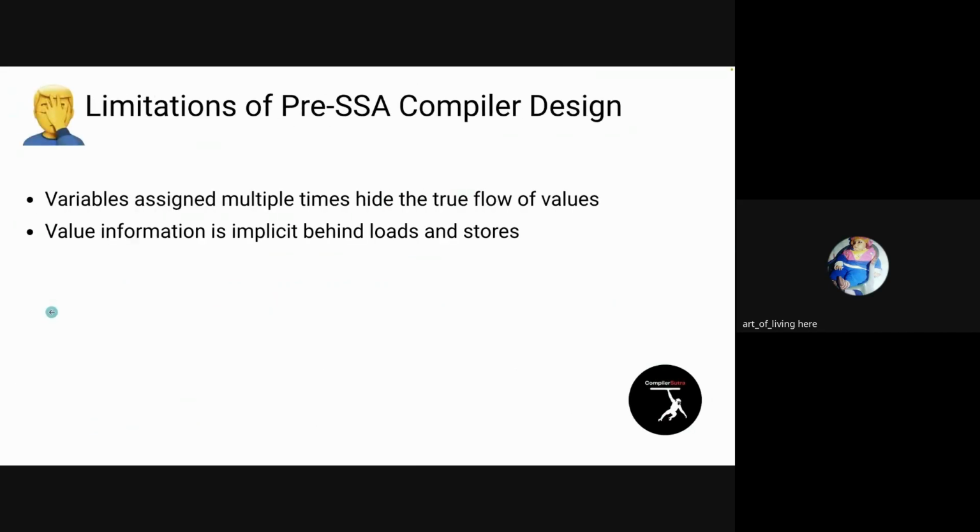Second pain was that the values were implicit behind load and store. So there are two terms, implicit and explicit. Implicit means what?